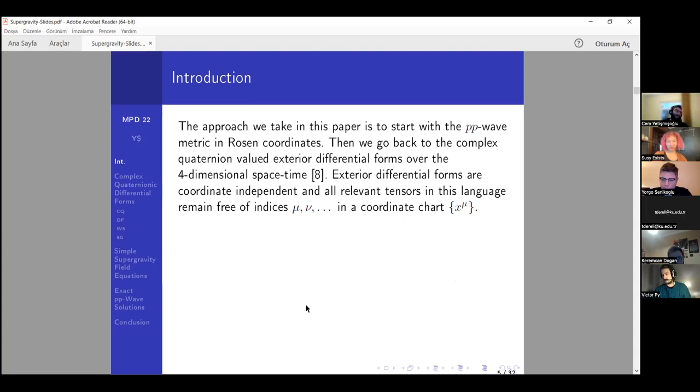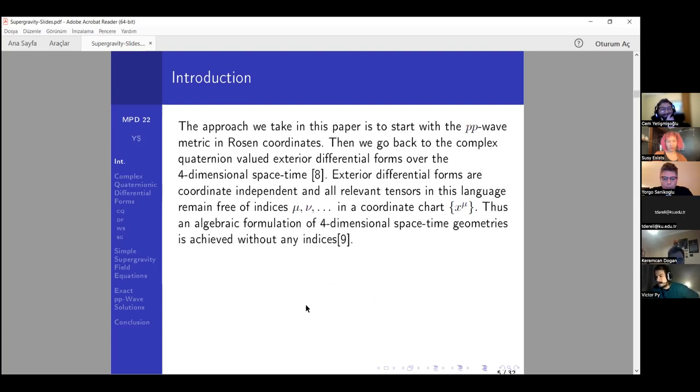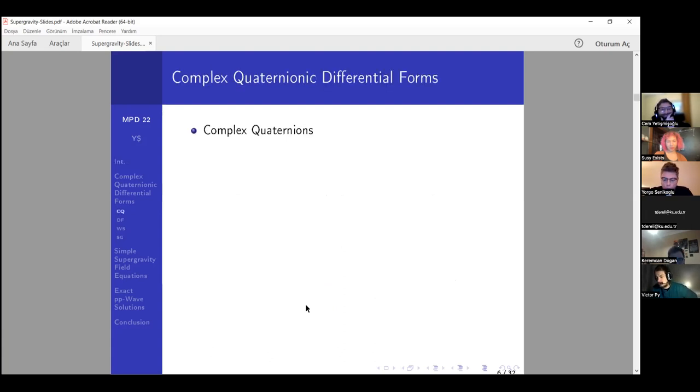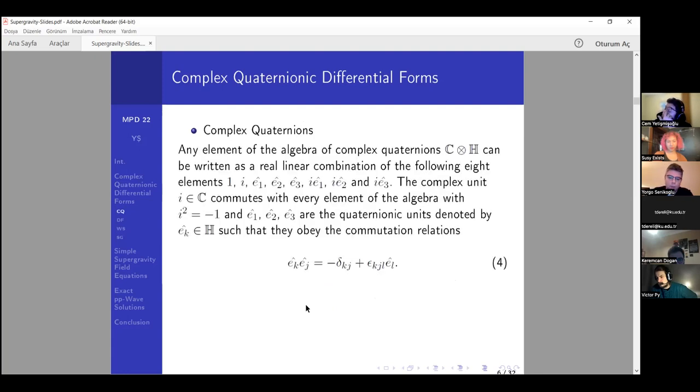Okay, what do we do? We start with a PP wave in Rosen coordinates. We go to the complex quaternionic valued exterior differential forms in four dimensions. And we express everything without indices, as you will see. So first of all, let me introduce the complex quaternions. Probably a lot of you are familiar with them already.